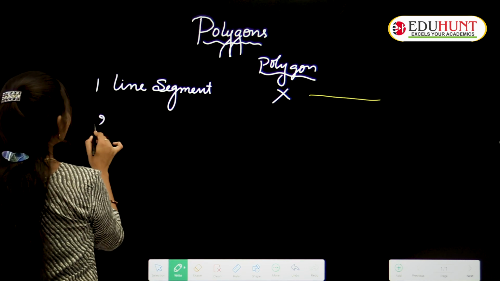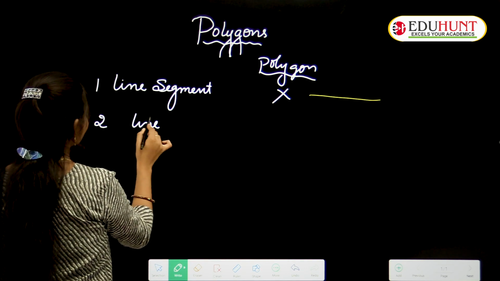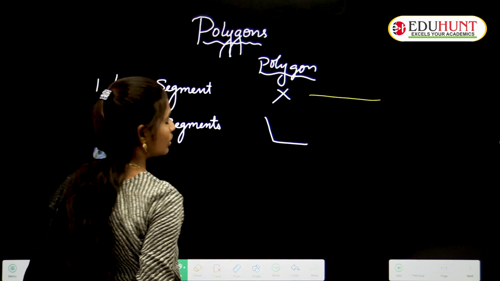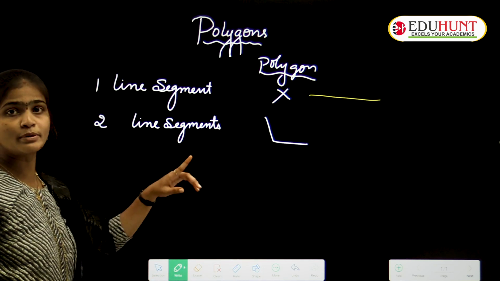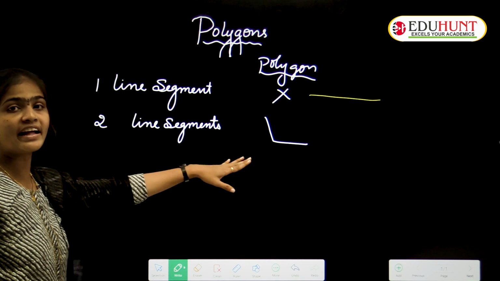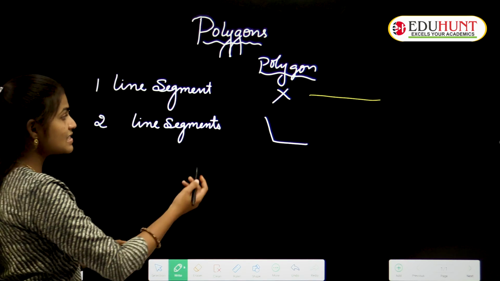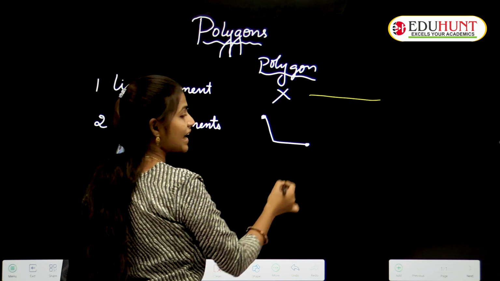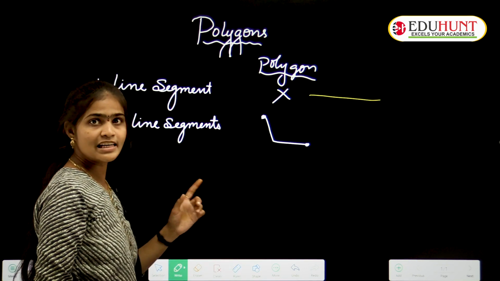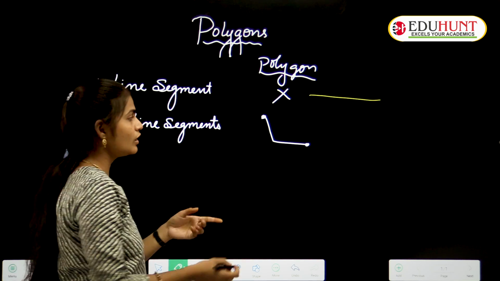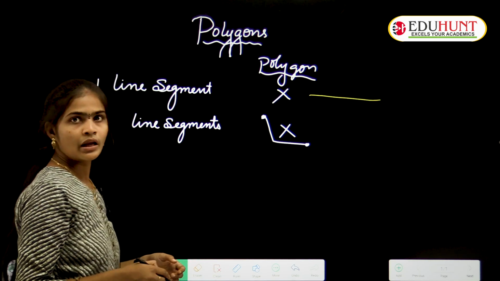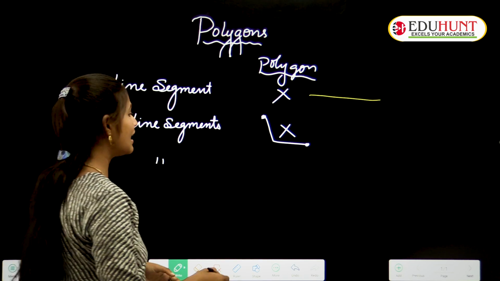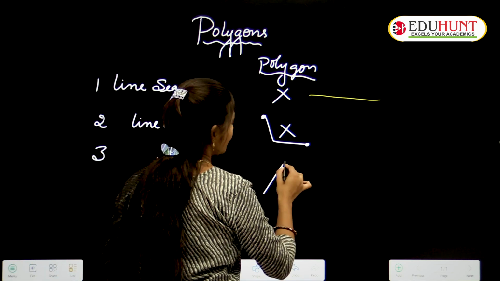By taking two line segments, I have taken them like this. Is it possible to form any polygon here? No, this is an open figure, because this is the starting point and this is the ending point. Is it possible to form any polygon here? No, not possible.